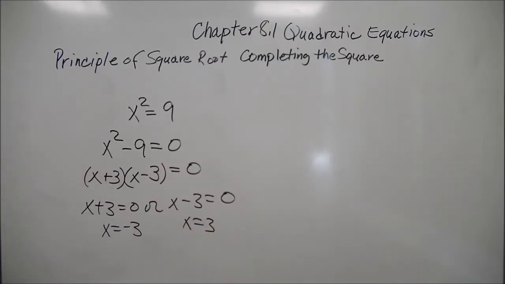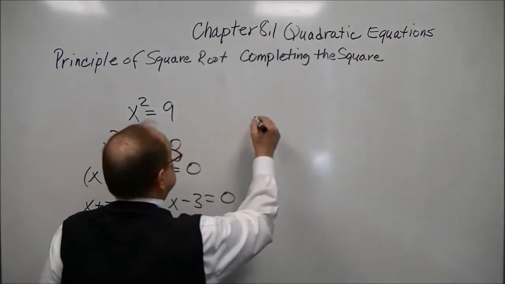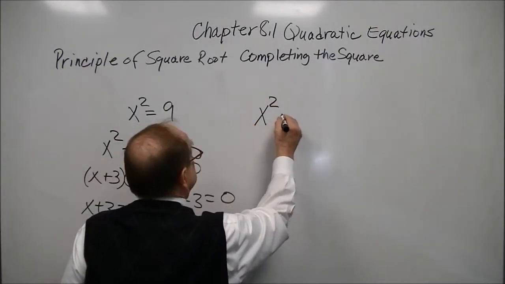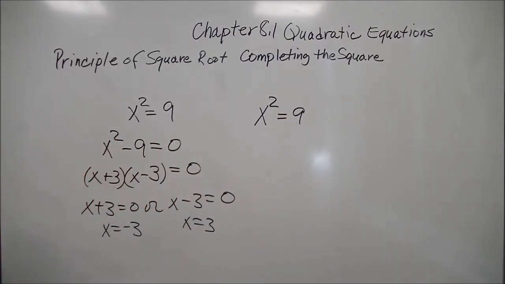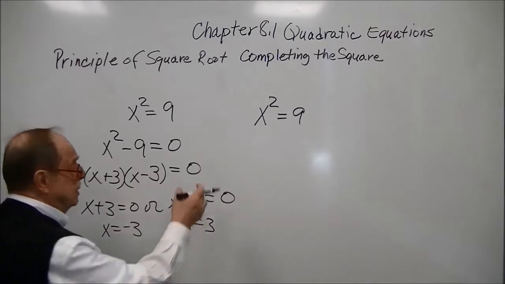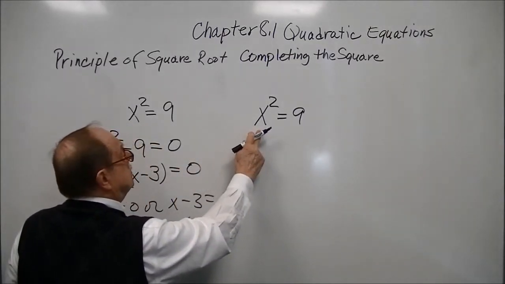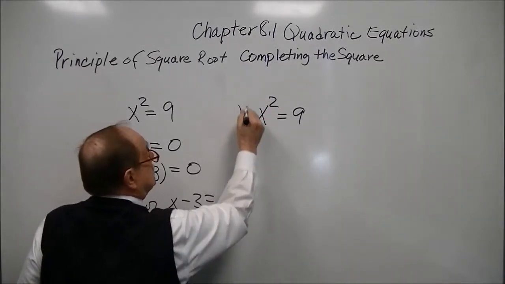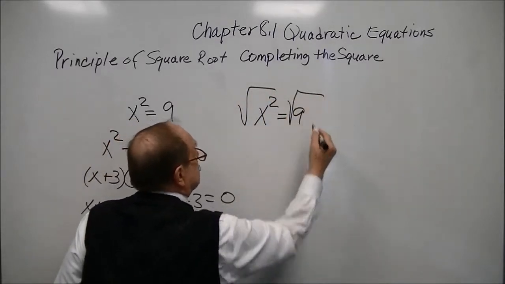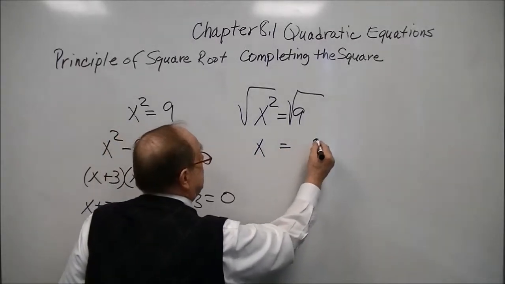Well, in this section, we're going to introduce this topic, the principle of square root. So if we had this equation, and this sort of comes from Chapter 7, when we were dealing with square roots, if we wanted to find out what x is, we could just take the square root of this side and the square root of that side. And this would be x, and this would be 3.